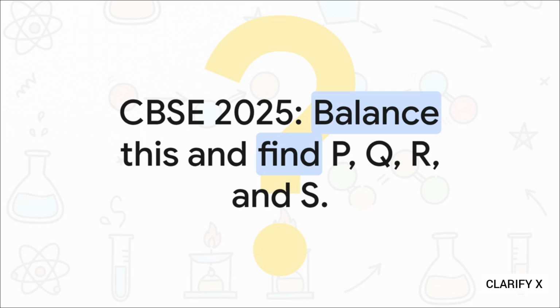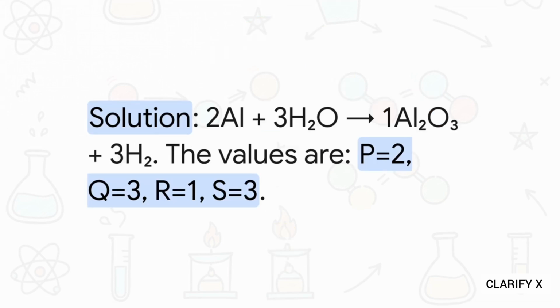They want you to balance this equation, aluminum plus water, and figure out the values for P, Q, R, and S. Now is your chance. I want you to pause right here, grab a piece of paper, and use that MnOH rule we just learned. See if you can solve it yourself before I give you the answer. Go on, give it a shot. Okay, you ready? Let's break it down with our rule.